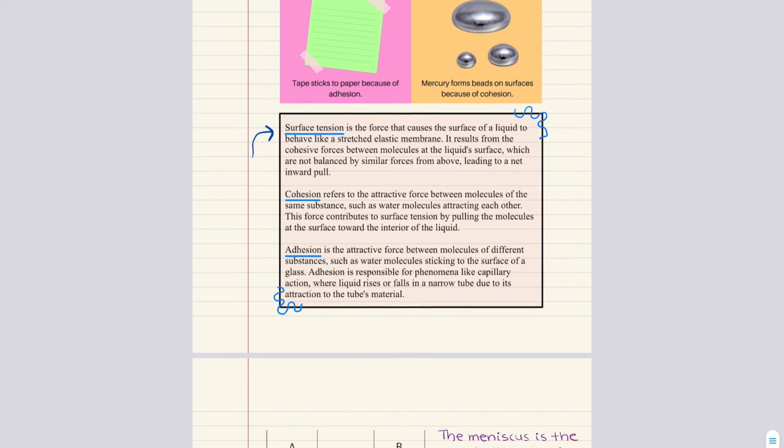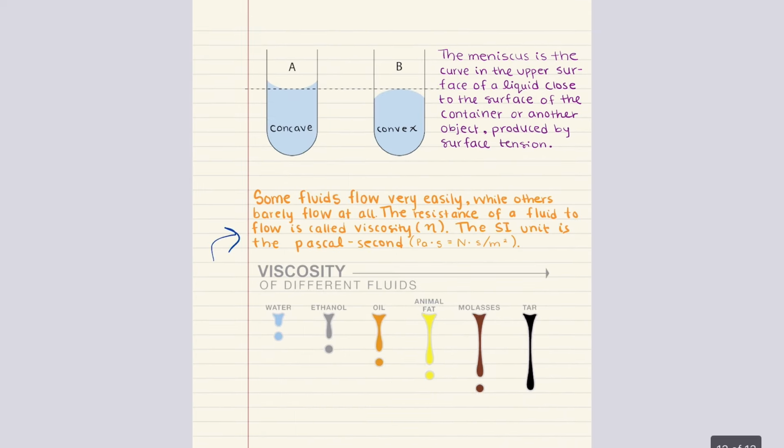Now, the next thing I want to talk about is viscosity. Viscosity is another important property of liquids, and it is defined as the measure of a liquid's resistance to flow. It describes how thick or thin a liquid is, which depends on how easily its molecules can move past one another. Viscosity arises due to the intermolecular forces within the liquid. Stronger forces create more resistance to flow, making the liquid more viscous.